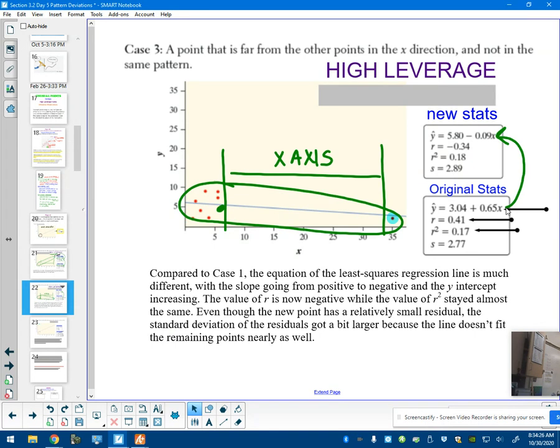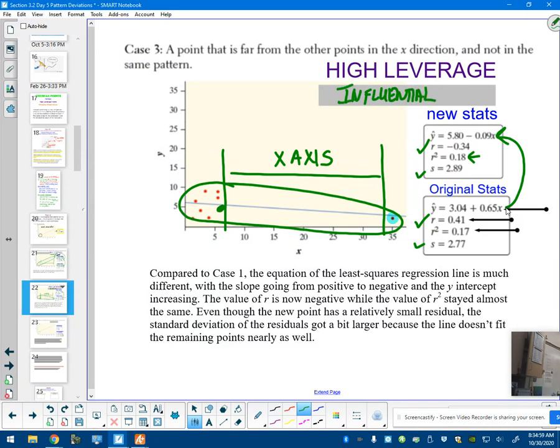Is it influential? Did it change any of our statistics? Well, it didn't really change this too much, did it? It didn't really change the 18. Oh, I have this on backwards. Hang on just a second. But it did change my R, right? Changed my R from positive to negative. And it changed my S a little bit. So this is also influential.